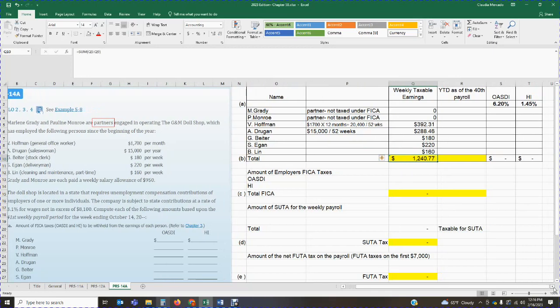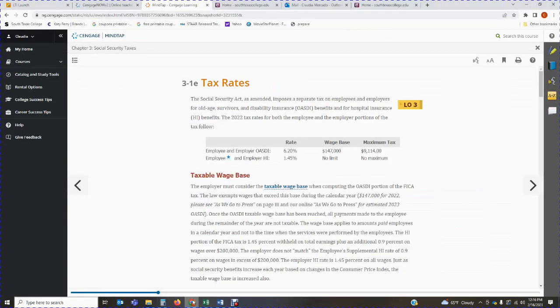Now, they ask us to calculate the OASDI and the HI tax. Before we even go into calculating the OASDI and the HI tax, we need to make sure that none of our employees have gone over the OASDI limit. Remember, OASDI has a cap. HI does not. So we pay taxes on all of the earnings that an employee earns under HI. But for OASDI, we do have limits.